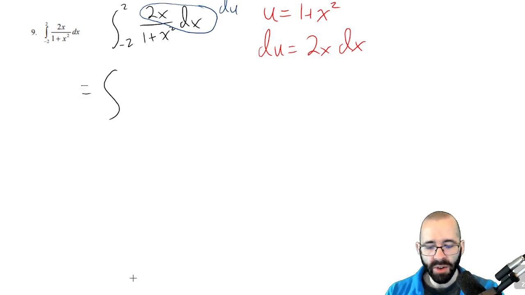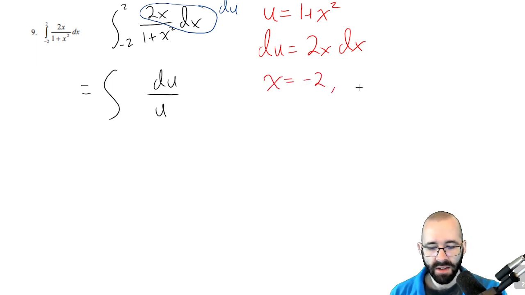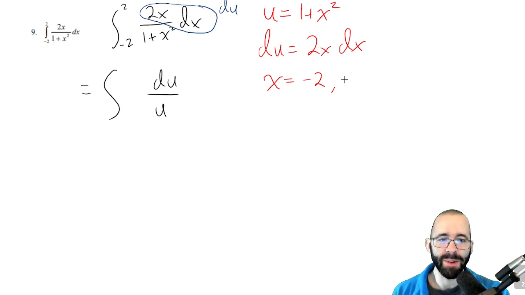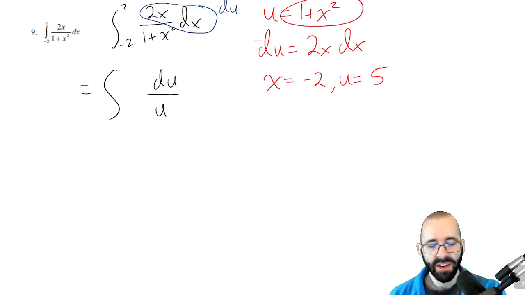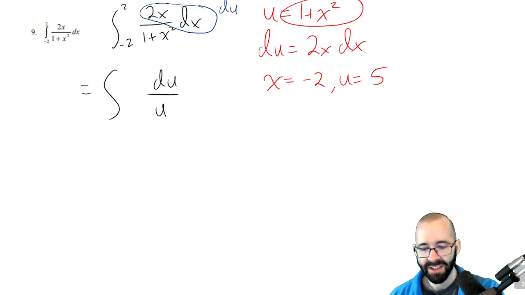So this really is the integral of du over u. Let's convert everything into u's. So if x is -2, oh, I didn't actually think about this when I assigned the problem, but it's going to be good. I'm glad I chose this problem. Look what's about to happen. If x is -2, well, u is 5. -2 squared is 4. 1 plus 4 is 5.